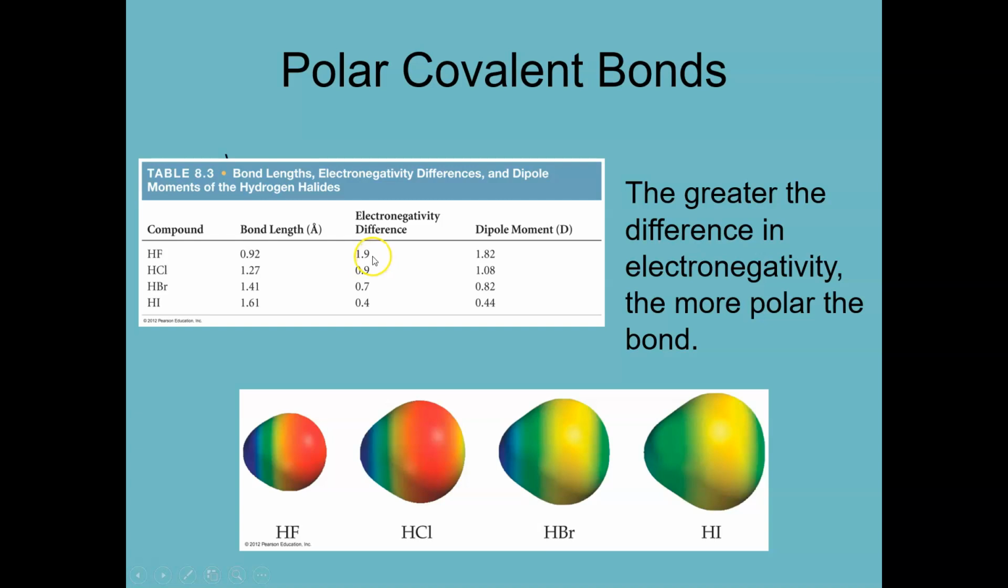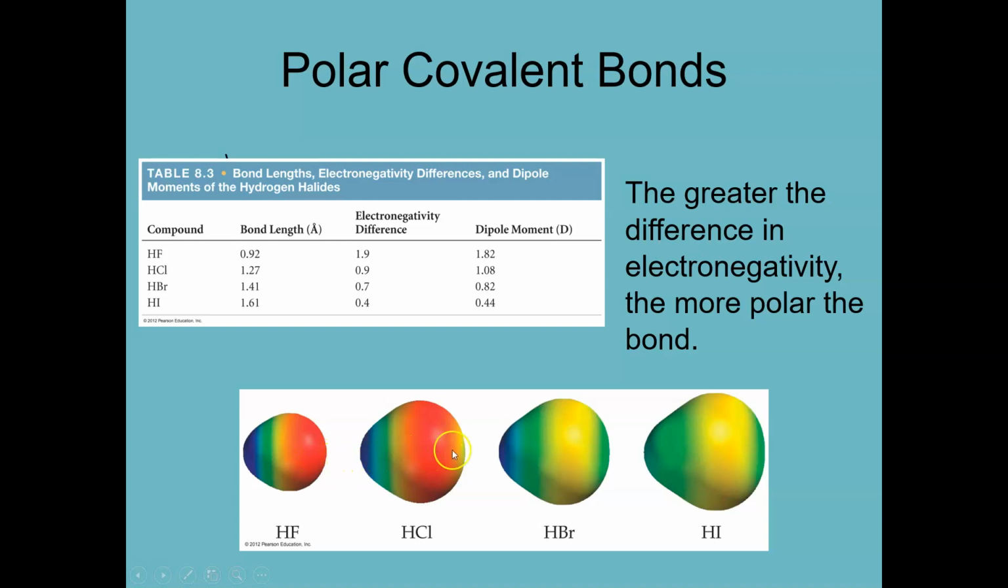And you can see that although these are all what we would call polar bonds, there's a spread of differences in electronegativity. The HF bond has a very large difference in electronegativity, 1.9. HCl is less, HBr is less, and HI is only a 0.4 difference in electronegativity. And that manifests itself in what you see here, where the electronegativity difference is very large. You can see that this is a very, very polarized bond. It's very blue, very cold over here on the hydrogen side, very hot on the fluorine side.